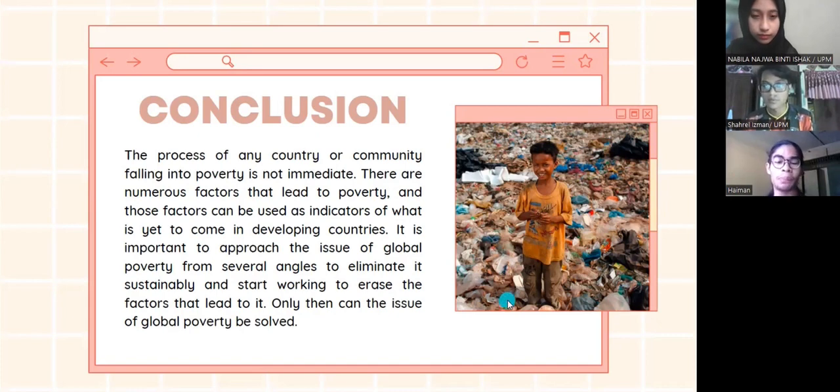It is important to approach the issue of global poverty from several angles to eliminate it sustainably and start working to erase the factors that lead to it. Only then can the issue of global poverty be solved. Therefore, people have to start thinking about the future and organize their finances to help them improve the quality of life and future generations too. Some steps have to be taken by each of the individuals involved to ensure the best outcome possible that will lead to a happy life and fair for everybody, which is in this case our 4 main points discussed.